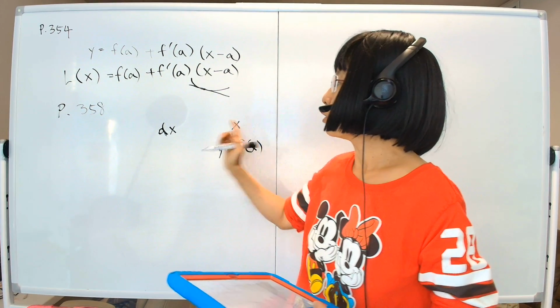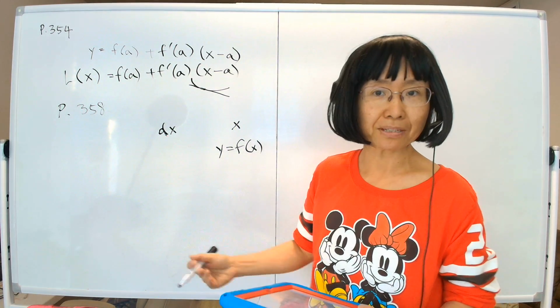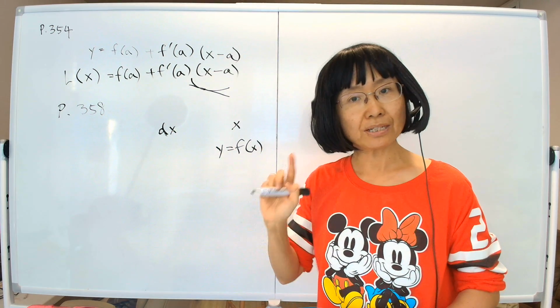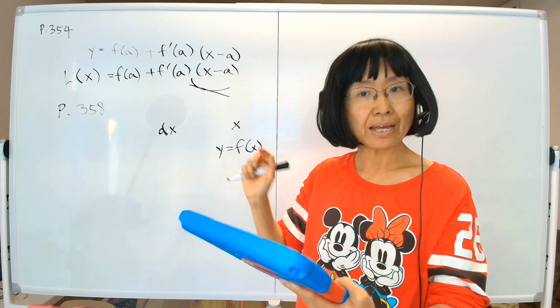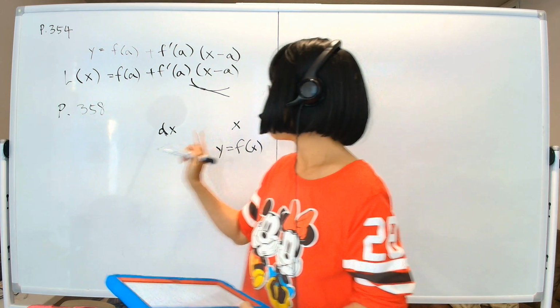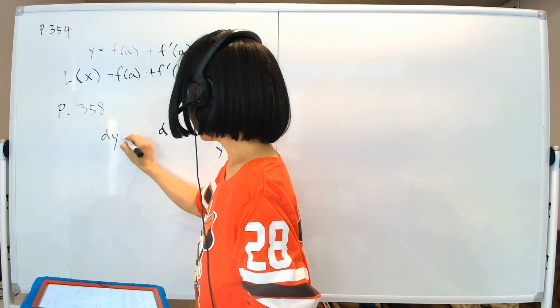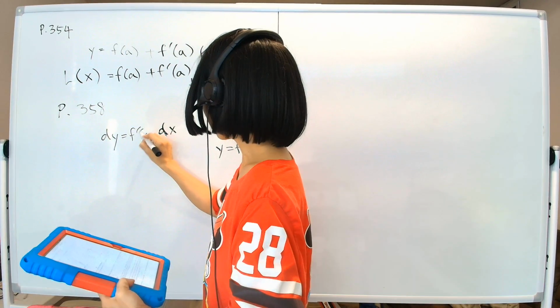But now we're going to define dx, which is something we haven't seen before, as a new independent variable that can be any number except 0. And then we're going to define dy with this relationship: dy equals f prime of x dx.